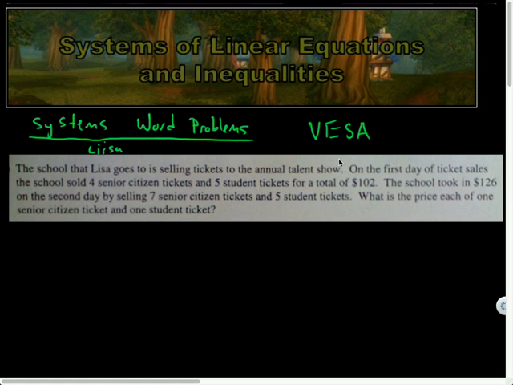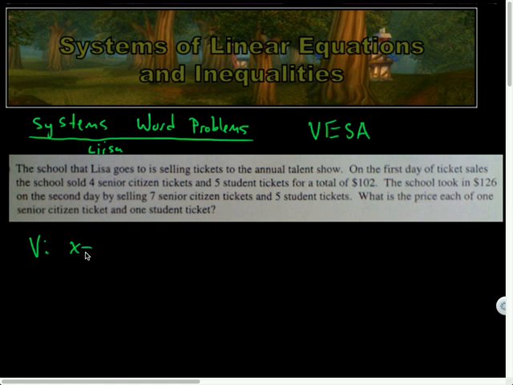So let's see. The school Lisa goes to is selling tickets to the annual talent show. On the first day of ticket sales, the school sold blah, blah, blah. Now, I'm going to write my variables. And actually, typically, you can skip over most of the problem and just figure out what the question is. It says, what is the price of each senior citizen ticket and each student ticket? So they're interested in the price of senior citizen tickets and student tickets. So that's going to be my variables.